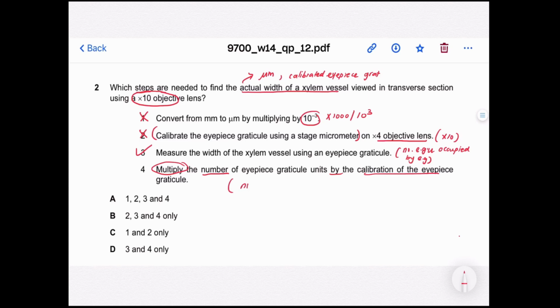So we have the number of divisions multiplied by the value of each eyepiece reticle unit. That's how you get your actual cell size. So the correct answer will be 3 and 4.